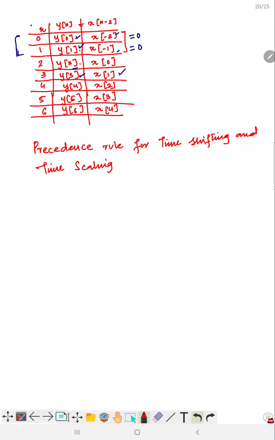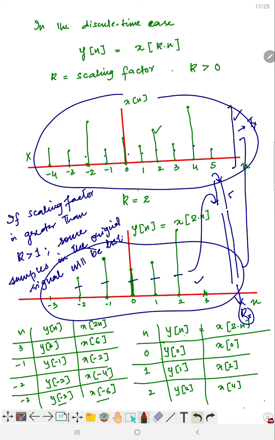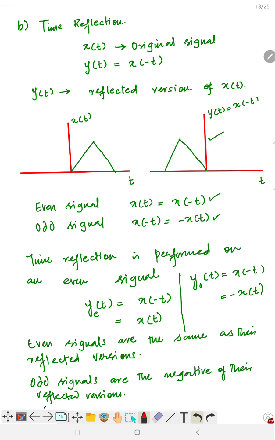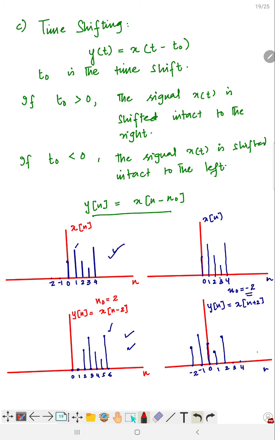Welcome to the next video in the series. In the last couple of videos, we discussed some of the important operations that can be performed on the independent variable of your signal, that is the time. We discussed three such operations. We discussed scaling, its physical significance. We discussed reflection, although reflection is a very simple operation, but it has some significance.